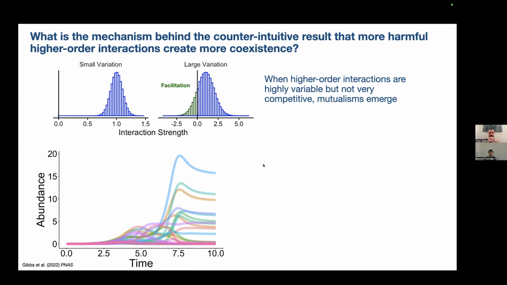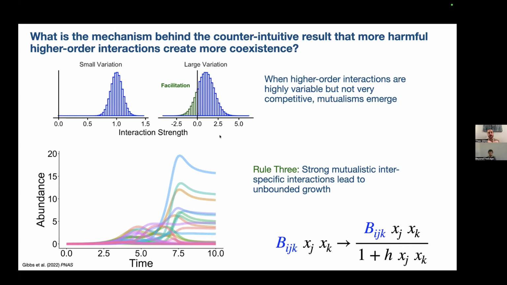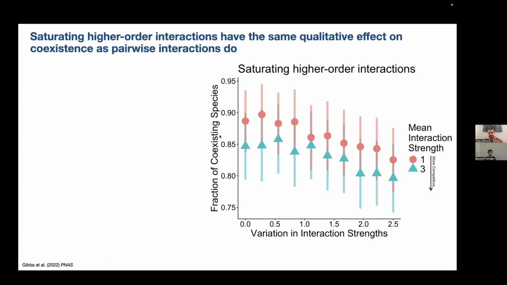So we have a few different ways of testing this in the paper, which I encourage you to read. But we wondered if this was a kind of generalization of the third rule that I told you about at the beginning, that strong mutualistic interactions can lead to unbounded growth, and in these models actually reduce coexistence. To test this, we simulated a model where the higher order interactions saturated with species densities as opposed to growing indefinitely, so that you couldn't get a quadratic benefit from two neighbors. You could just get an eventually saturating, finite benefit.